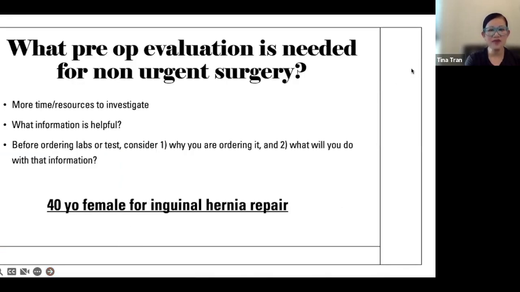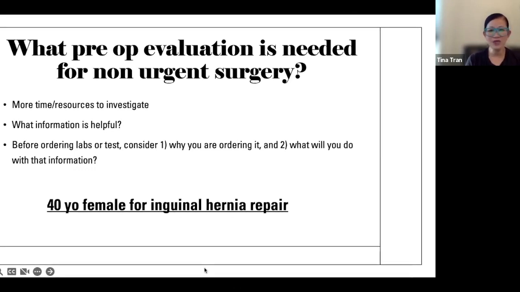So what preoperative evaluation is needed for non-urgent surgery? Now you have more time and resources to investigate. What information is helpful to you now that you have this time and these resources? And I recommend that before you order any tests, order any labs, consider why you are ordering it and what will you do with that information? Because anytime a lab or a test is ordered, there's time to wait, time to result, possibly financial implications. So knowing how this information is useful to you will be helpful.